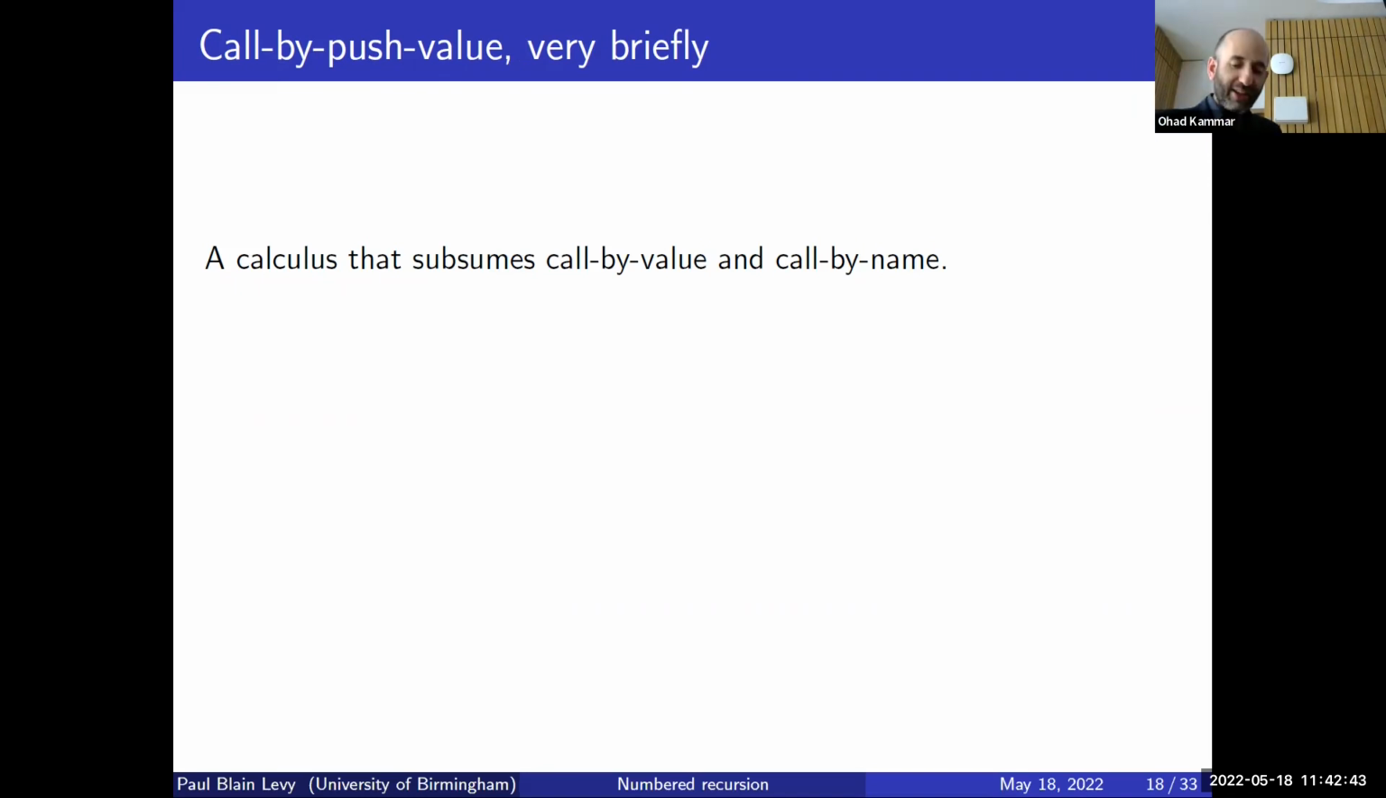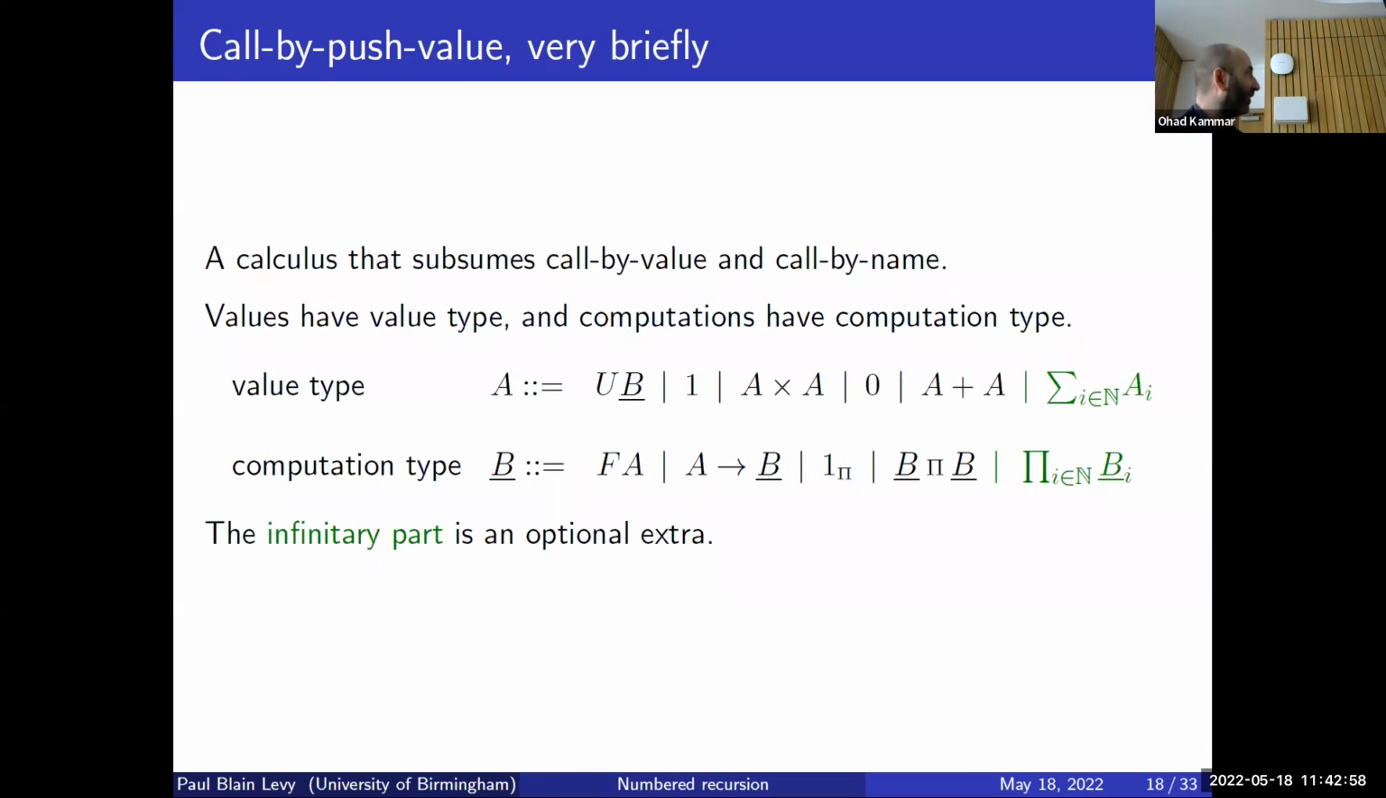So, very briefly, for those of you who were at the general meeting yesterday, or in any case, those of you who weren't at the Huawei meeting yesterday, I'm assuming that's a bigger group, that nobody went to both. So, what is it? It's a calculus that has call by value and call by name together, and you have values and computations where values have value type, computations have computation type. And here is the syntax of types.